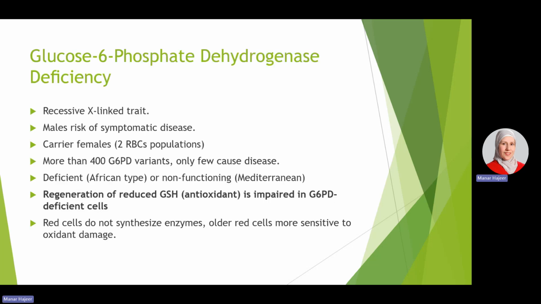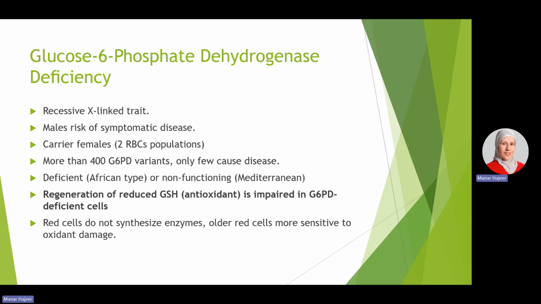The last hemolytic anemia is glucose 6-phosphate dehydrogenase deficiency, which is a recessive X-linked trait, which means it is more symptomatic in males. Females are usually either carriers or need two mutated alleles to manifest the disease. Carrier females will have two populations of red blood cells, one population with deficient G6PD enzyme and one population with normal enzyme.